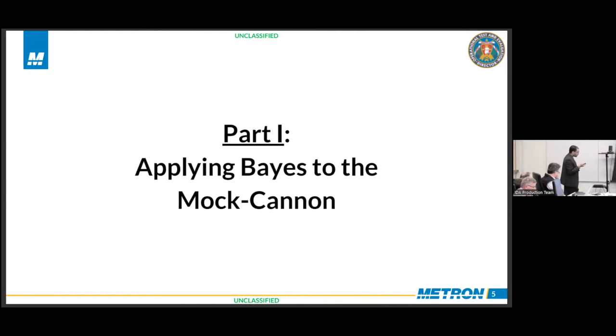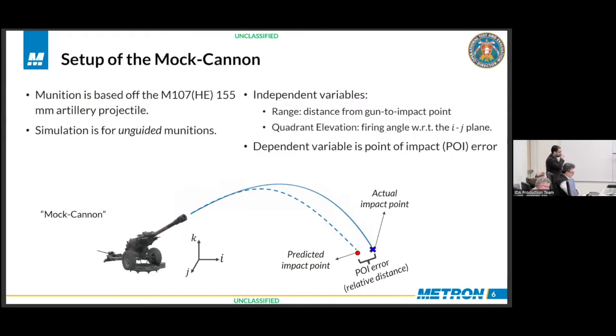For part one, applying the Bayesian methods and Bayesian updating to the Mach cannon. To get some more details of what this thing is, the munition itself is based off of the M107 high explosive artillery projectile, and it'll only be shooting unguided munitions. The independent variables we'll be concerned with are range, which is the distance from the Mach cannon to the point of impact, and the quadrant elevation, which is the angle that the barrel makes with respect to the horizontal plane.